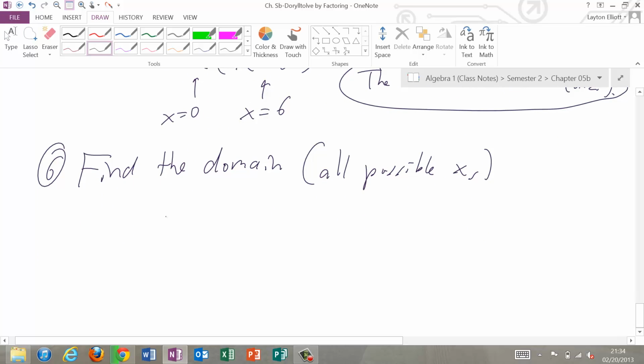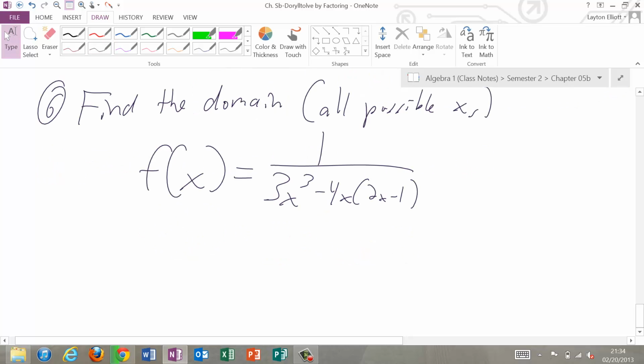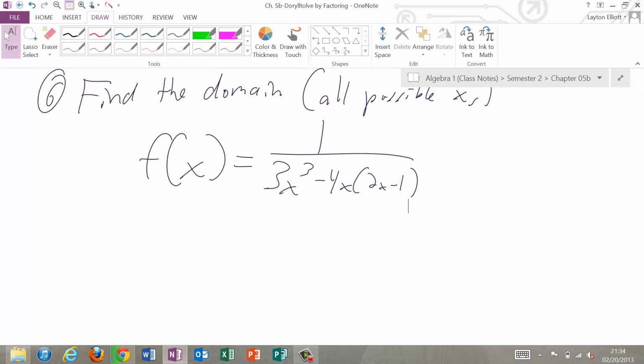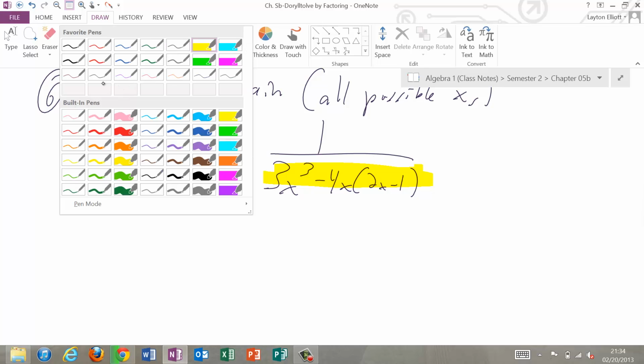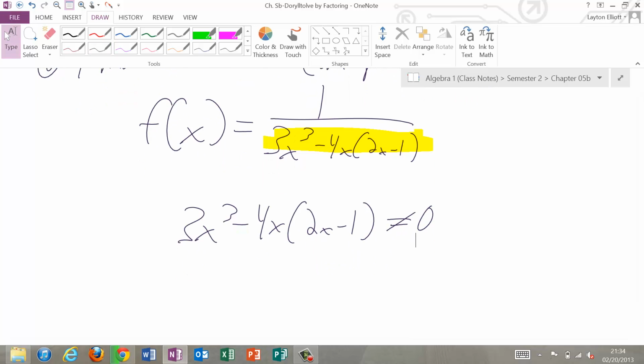So what this means, I'm going to give you a function, f of x equals 1 over 3x cubed minus 4x times 2x minus 1. Well, what I want to do is I want to take the denominator of that function, and I want to say this denominator cannot be equal to 0. We can never divide by 0. So I'm going to rewrite that denominator, 3x cubed minus 4x times 2x minus 1. I'm going to say not equal to 0. And then I'm going to proceed to solve this.